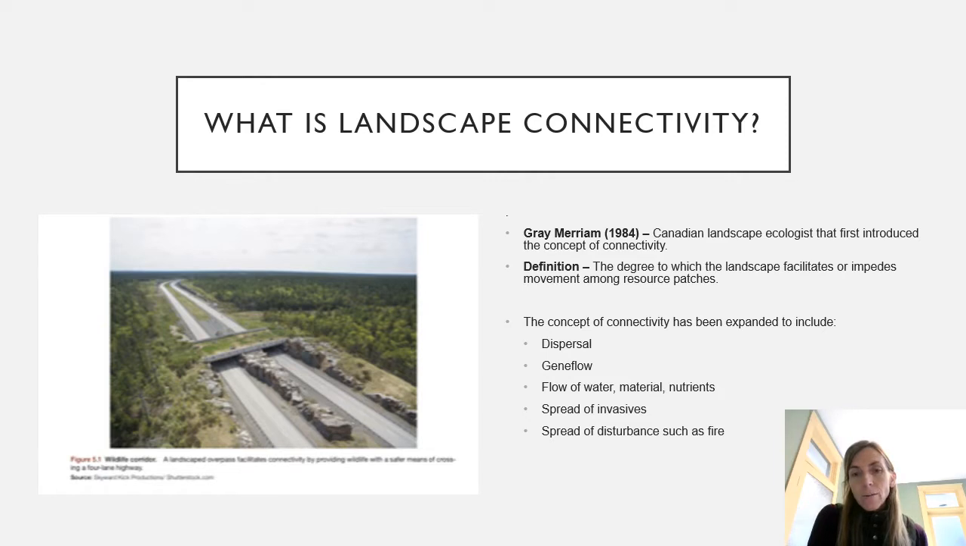But the concept has really been expanded to recognize the different scales and functions of connectivity: dispersal, gene flow, movement of water, material, and nutrients, the negative side of connectivity, such as the spread of invasive species, and the importance of connectivity in maintaining processes, such as disturbance mechanisms like fire.